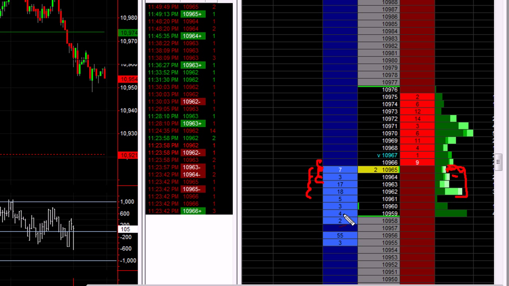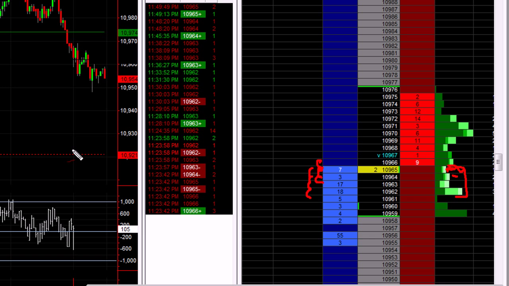He may well be an algorithm. He may well get his four filled and put it back on another four and put back on another four. So that's a very basic algorithm, a black box type setup that I'll look for at key levels. And when I see that sort of setup, if I'm looking for a long already, that's just the trigger I need to go in.